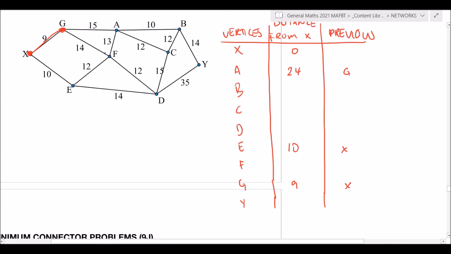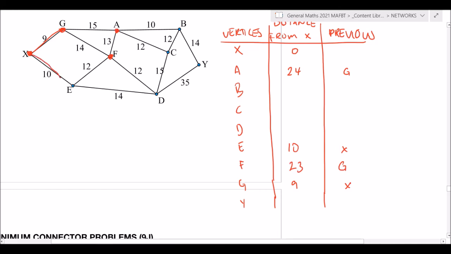We can also get to F. So from G, 9 plus 4 is 13... to F, 9 plus 4 is going to be 23. So these two are visited now. So to F, 23, and it was from G.